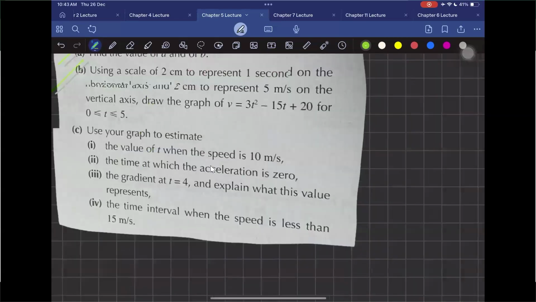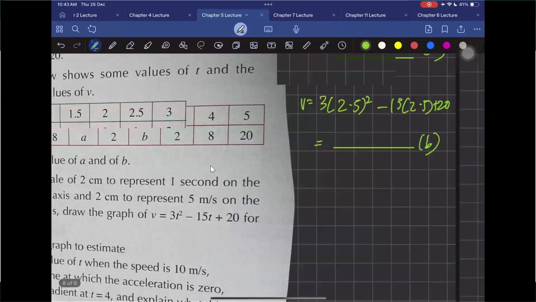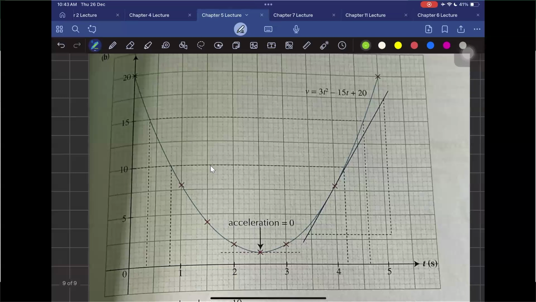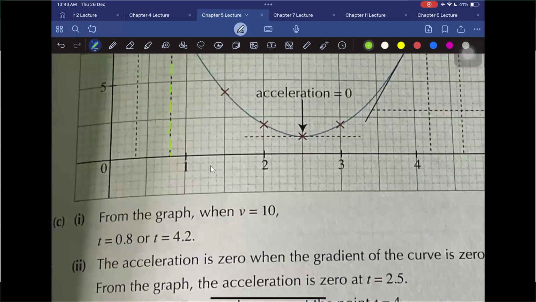And then your part C says, using your graph, estimate the value of t when your speed is 10 meters per second. So again, your speed is your y-axis. So just draw a dotted line to your graph. And then at the point it intersects, which is here, draw a dotted line to the x-axis and read off this value.